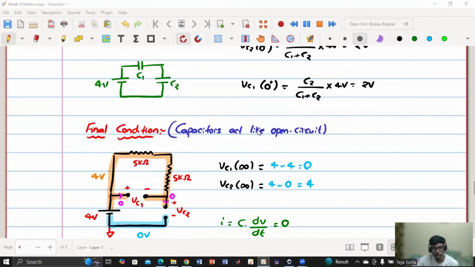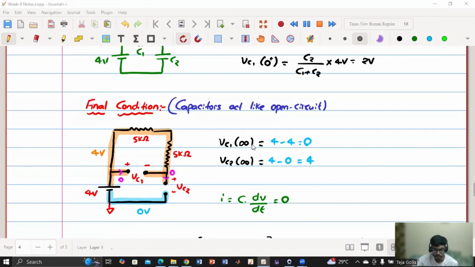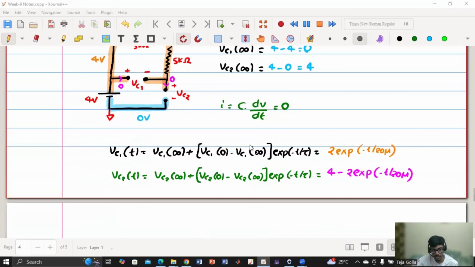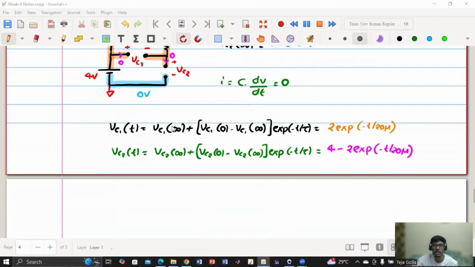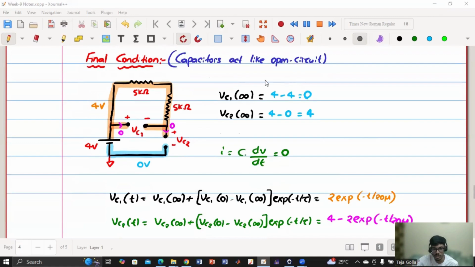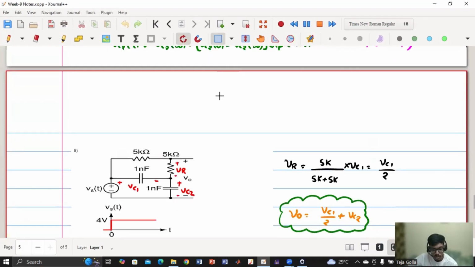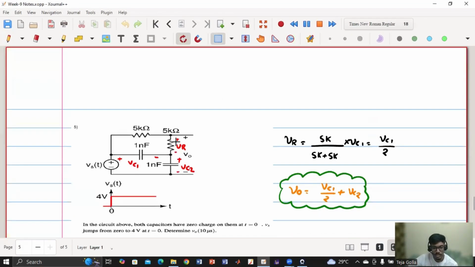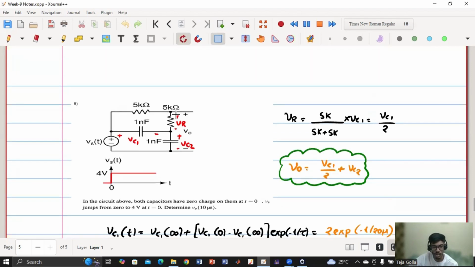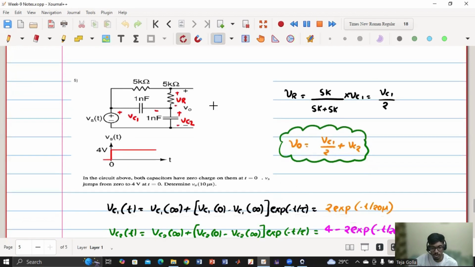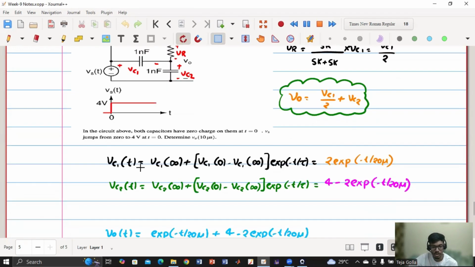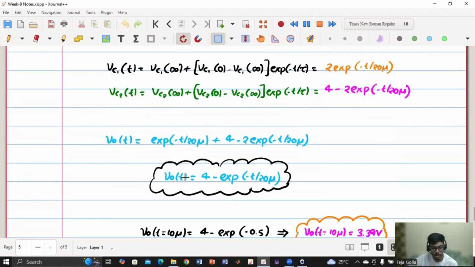For the final condition, you know capacitors will be open circuit. So we have open circuited them and found the final voltages for both capacitors. Then we used the generalized formula to get the expression for capacitor 1 and the expression for capacitor 2. Both are different because their final values are not the same. Then we converted V naught in terms of VC1 and VC2. I initially found VR to be VC1 by 2, so V naught is VC1 by 2 plus VC2. So I got the expression for V naught of t.